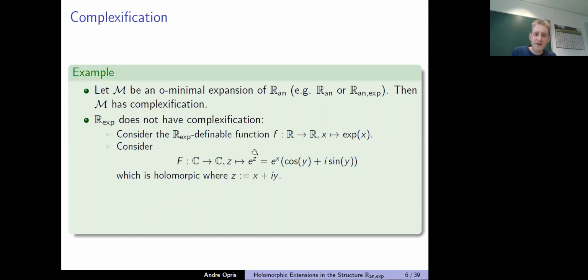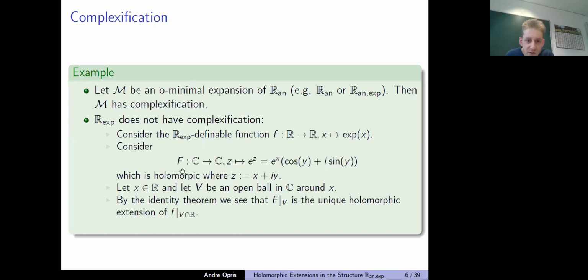Okay, so you can construct such an extension, but now we have to look closer at the definability in the following way. If we have now a real number x and we have an open ball in C around this x, and now we look at the restriction of this holomorphic extension, then we see also that this restriction is a unique holomorphic extension of the restriction of f onto the intersection V with R by the identity theorem. So this is uniquely determined.